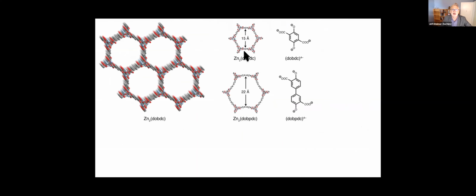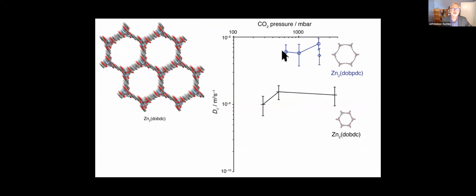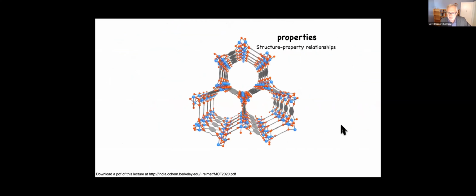We can also change the size of the pore by changing the linker. Again, this is the MOF 74 family, and measure the self-diffusion coefficients as a function of pressure. And as you might expect, the bigger MOFs have faster diffusion by about a factor of 7 than the smaller MOFs. So let's turn to structural property relationships at minute 13 in the talk.